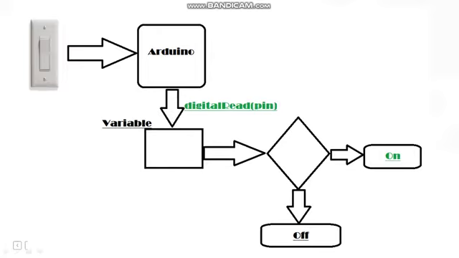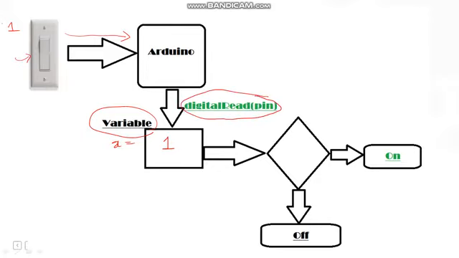Here we can see that whenever you press the switch, the high value will be sent to the Arduino and this value will be stored by a variable, let us say x. Okay, and let us say when you press the push button, the value stored by the variable is 1. And how is it going to do this? Digitally. We are going to read the data whenever a button is pushed. It is because of digitalRead.